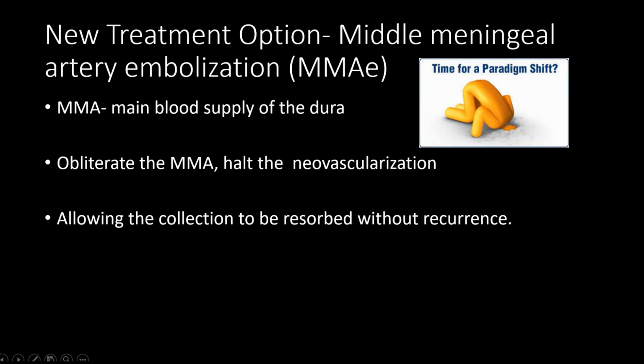The middle meningeal artery is the main blood supply of the dura. What if we can obliterate the middle meningeal artery? It can halt the neovascularization, which will allow the collection to resolve without any recurrence. So the new treatment option that has come up is middle meningeal artery embolization.